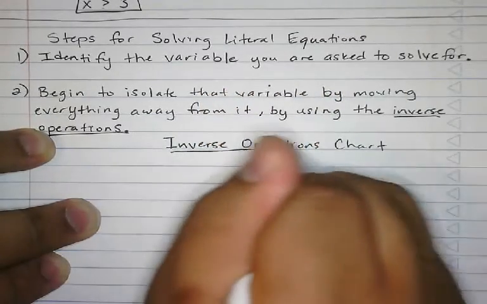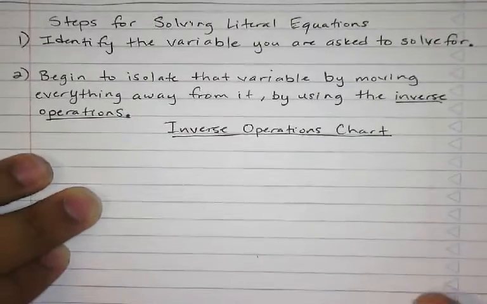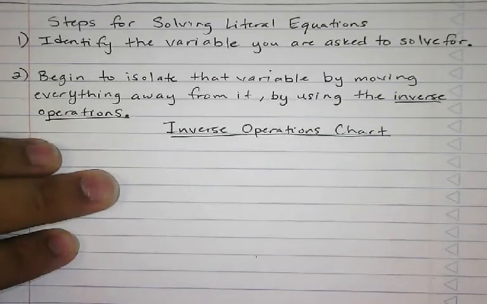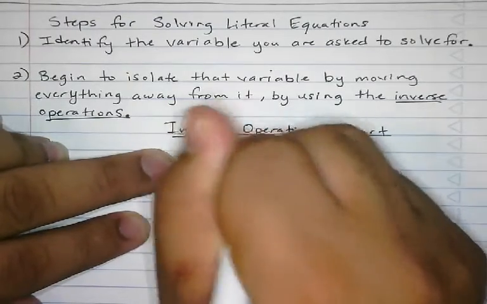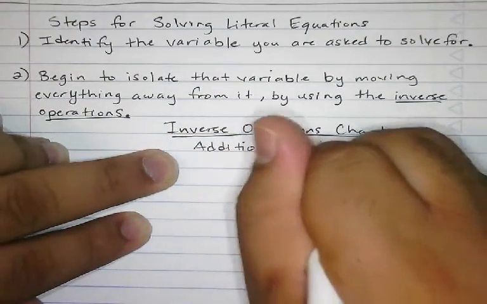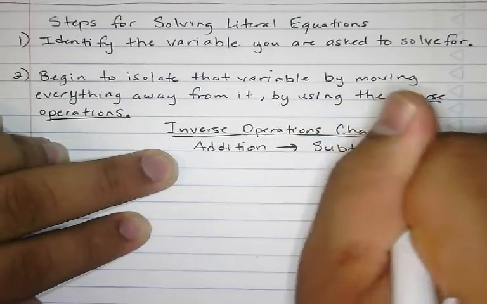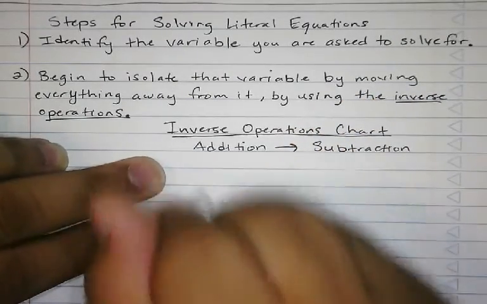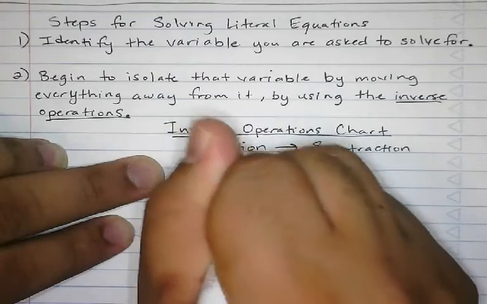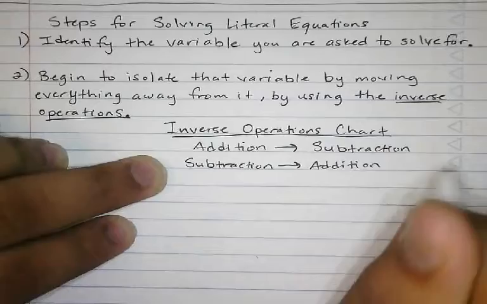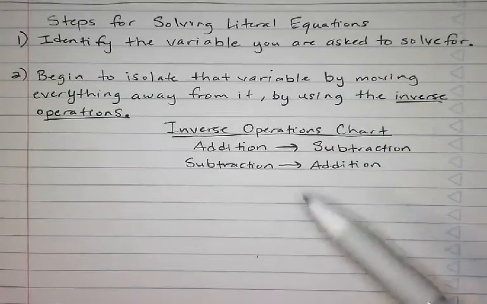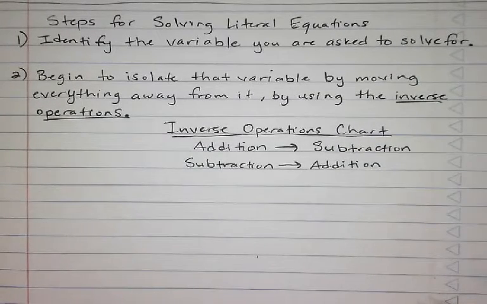Inverse operations chart. So for addition, the inverse would just be subtraction. For subtraction, the inverse would be addition. Right, so if I had something like plus something, the way I get rid of it, if I had to do the inverse of it, was a subtraction. So I had to subtract that in order to get rid of it on one side. Okay, and we've talked about this before.